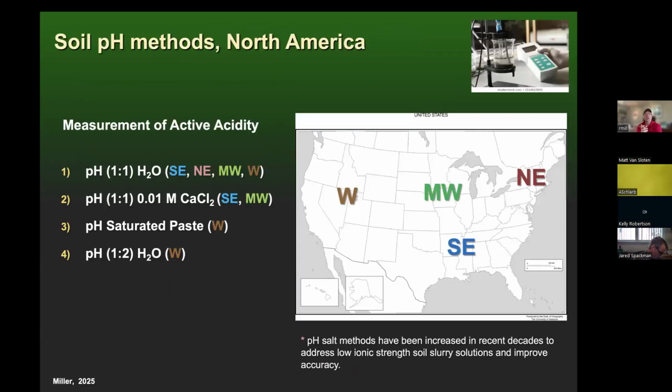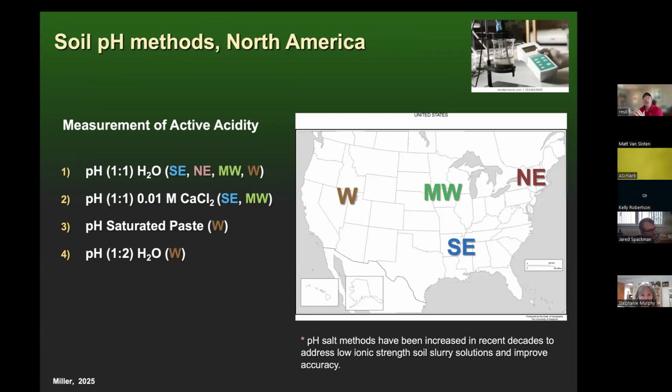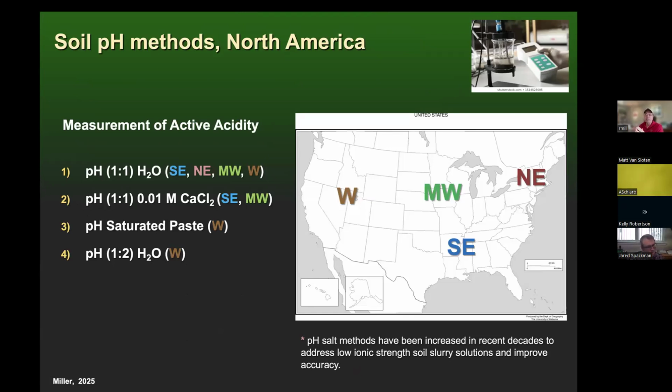So we talk about soil pH methods across North America, which measure the active acidity, where primarily one-to-one water is dominantly that system that's being used. It's being used in the Southeast from coast to coast. It's probably the oldest method out there, probably dates from about the early 1920s. Basically, the electrode, 1 part soil, 1 part water.